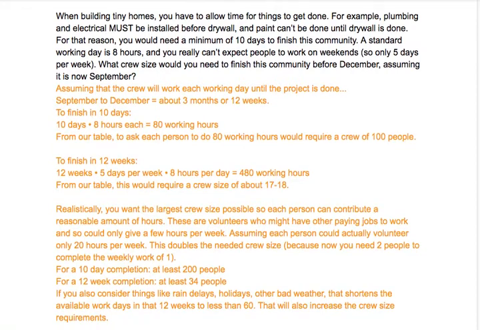Now here comes the big part. The problem with building homes is you have to do things in certain orders, and certain things can't be done until other things are done. So like your plumbing and your electrical has to be fully installed and inspected before you put up the drywall. That's the boards that make a wall solid.